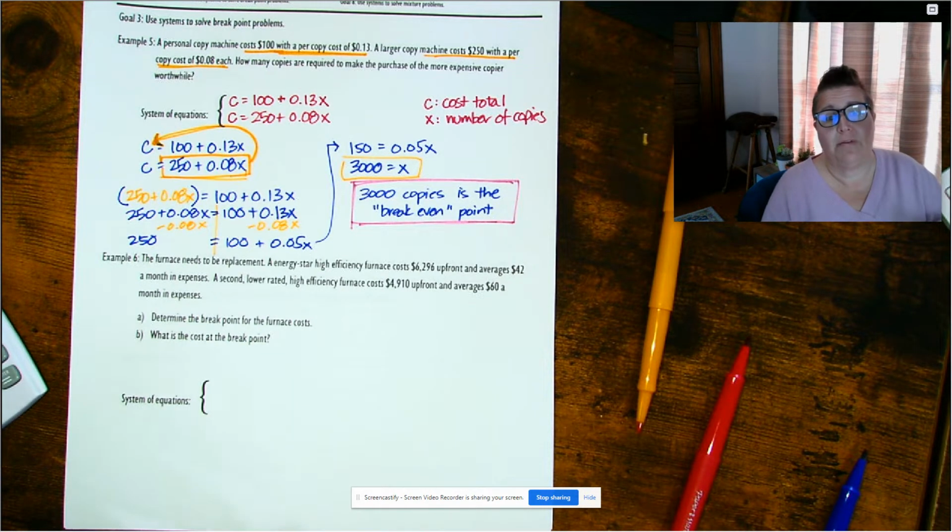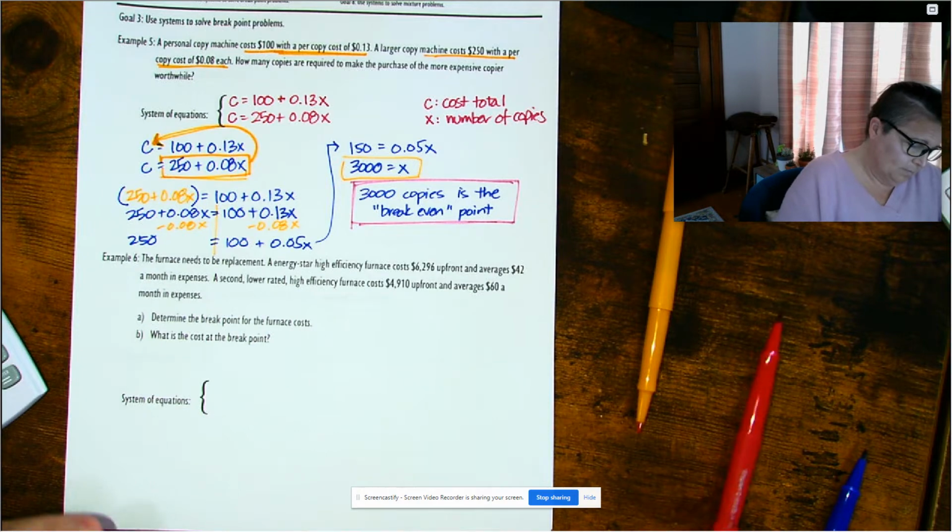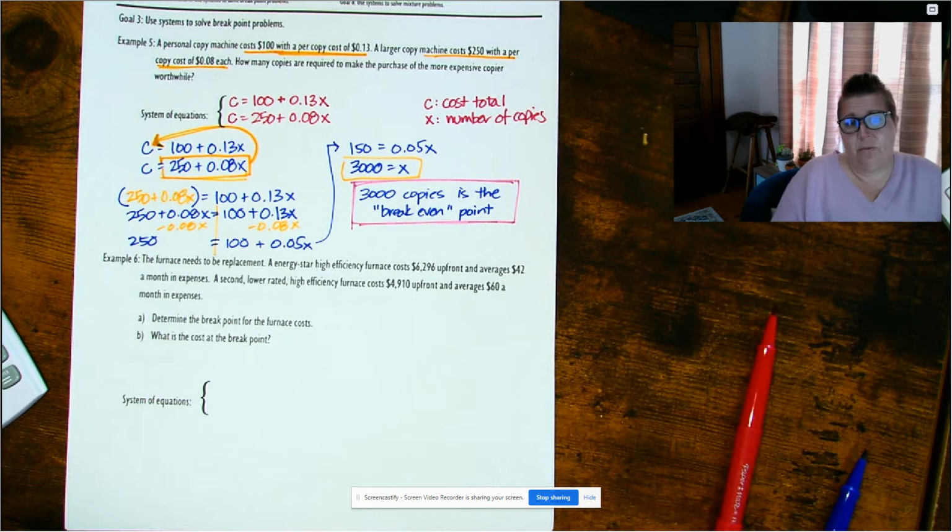So if you have the money up front, is it better to get the one that's $42 a month? Or is it better to get the $4,910 one, but you end up paying more, $60 a month? So your monthly payment is more. So we want to determine the break-even point for these furnaces. How many months do I need to have these furnaces in order to have them break even? What's the break-even timeline? And then how much do I have invested at that point?